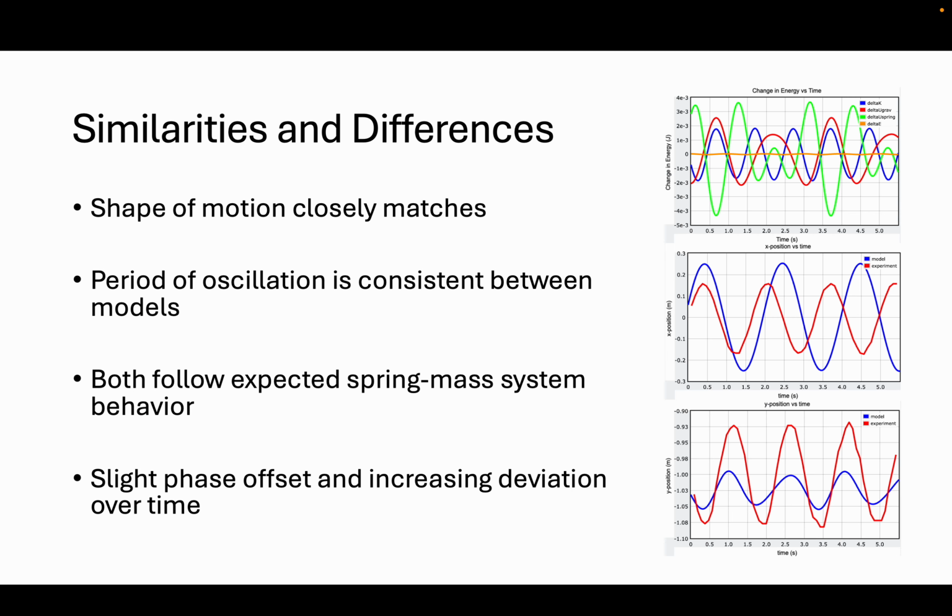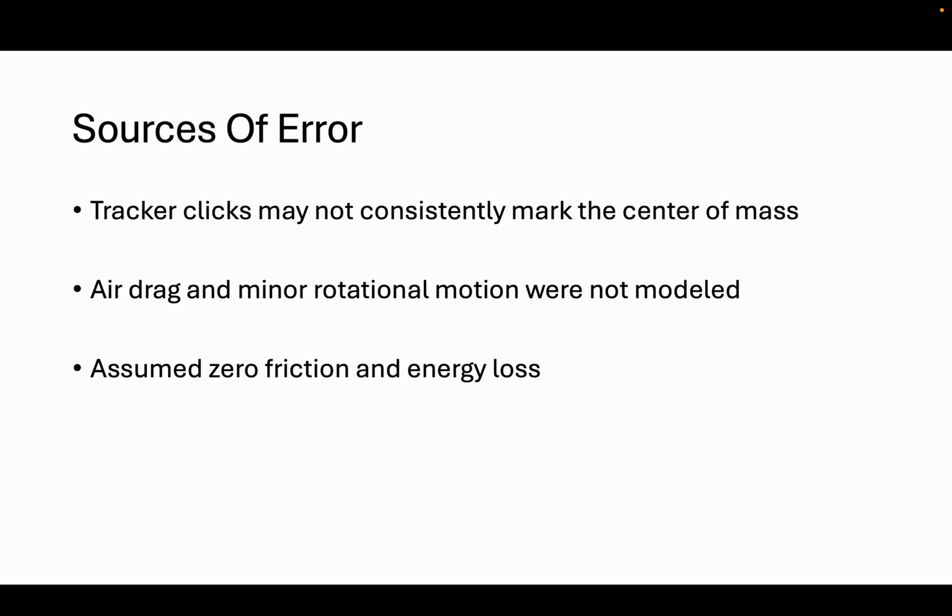On the similar side, the period of oscillation matches closely. The differences appear mostly in the amplitude. This could be due to external forces like air drag or small calibration mismatches. Sources of error in both the experimental and computational model include measurement-related errors, where the Tracker tool may not always click precisely at the object's center of mass.